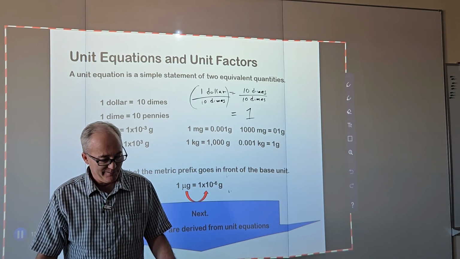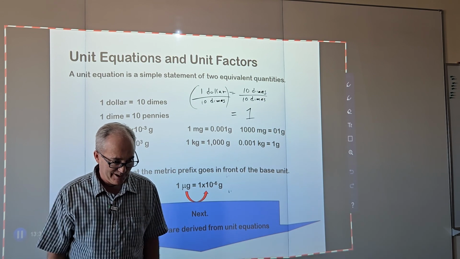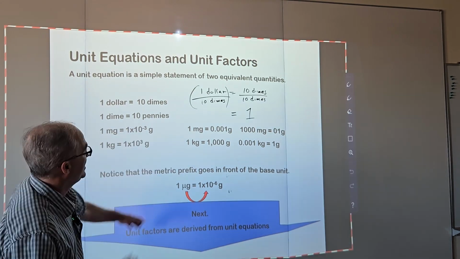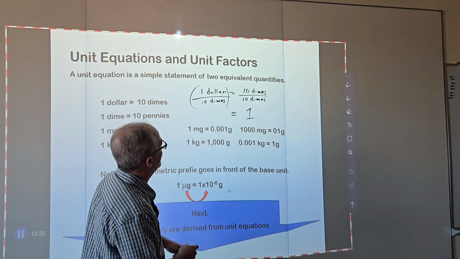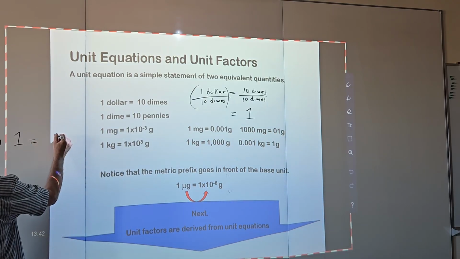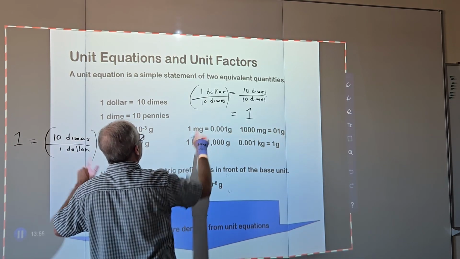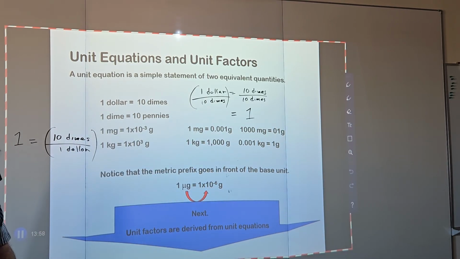Just like me, if I wanted to convert my 150 pounds into kilograms, I wouldn't want to cut myself in half. And then we could go the other way too. I could have divided both sides by $1, and then I'm going to have something like 10 dimes over $1. So both these unit factors equal 1. They have a reciprocal relationship.